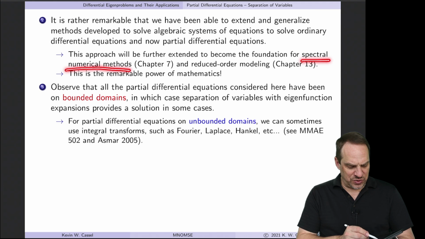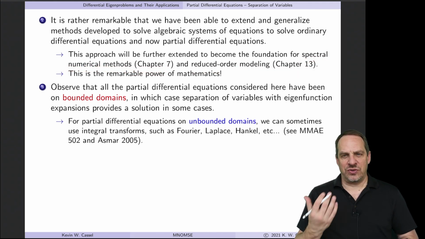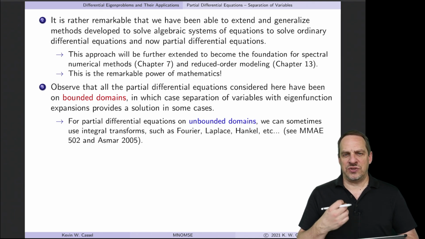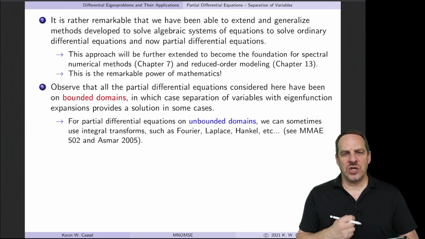Spectral numerical methods, which are discussed in chapter 7, and reduced order modeling, which is discussed in chapter 13. These are all modern applications, very powerful applications of the basic underlying theory that we've just been discussing, solving some very contemporary issues in science and engineering.